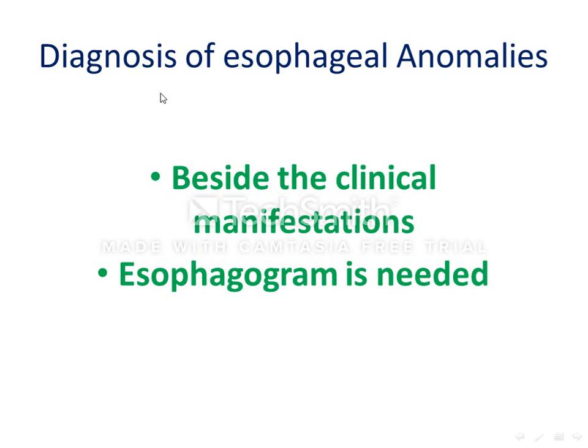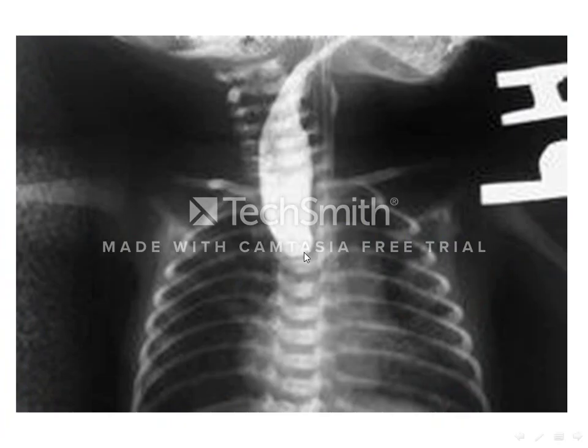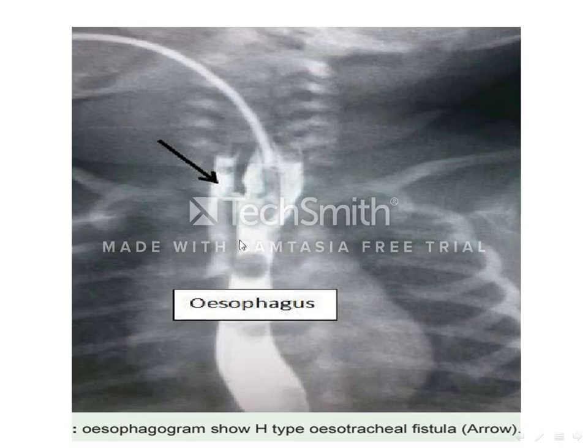What are the steps for diagnosis of esophageal anomalies? Besides the clinical manifestations, which are needed, this figure illustrates the oblique barium esophagogram, which demonstrates a fistula arising from the anterior esophagus extending superiorly to the trachea, while here a feature of esophageal atresia is seen. This figure illustrates that we have 2 communications between the esophagus and the trachea.